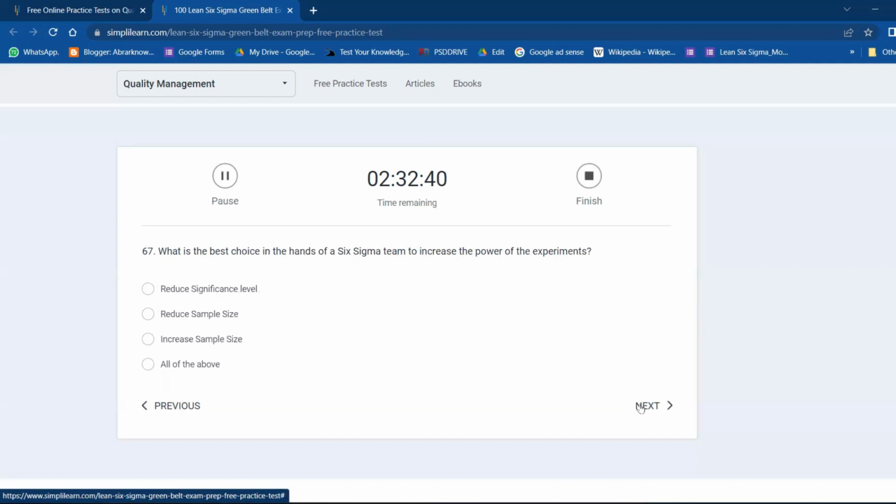67th question. What is the best choice in the hand of Six Sigma team to increase the power of experiment? So all you have to do is increase the sample size, right? 68th question. Which of the hypothesis tests is similar to one sample t-test but is used when the data is not normal? We have also covered this as well. One sample sign you can do.